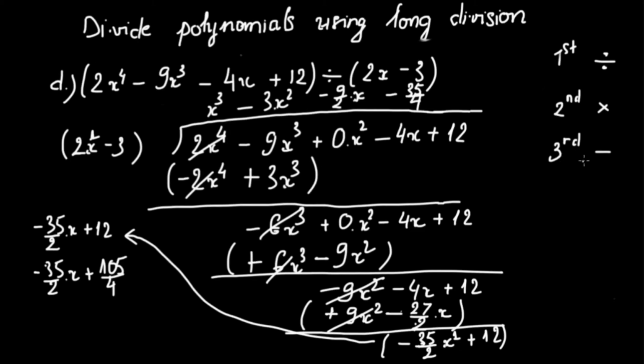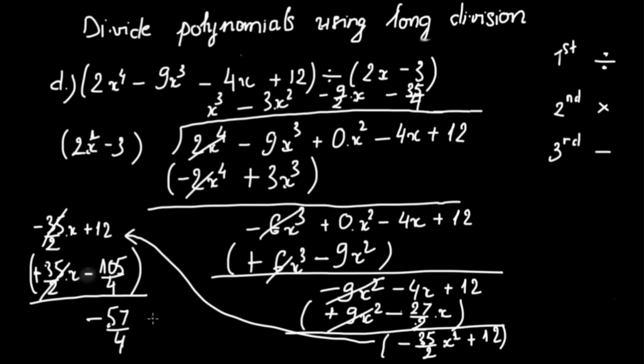Now we follow the last step, which is subtraction. We put subtraction sign right here. And then every term inside here, we change the sign. So minus sign becomes positive. And positive signs right here become negative. Then you need to eliminate this one. Then you can add them together. This one and this one, it was cancelled out. 12 subtract 105 over 4. You got minus 57 over 4.